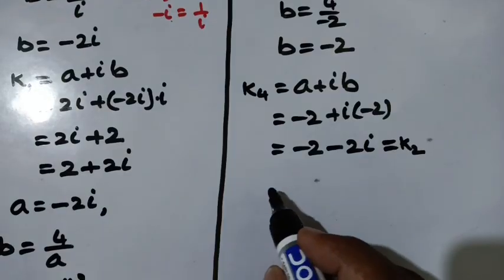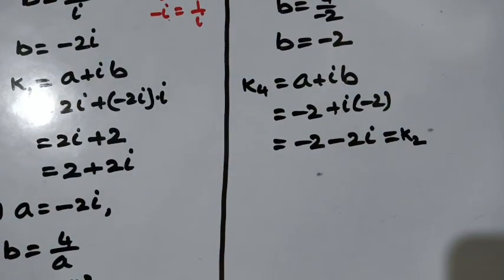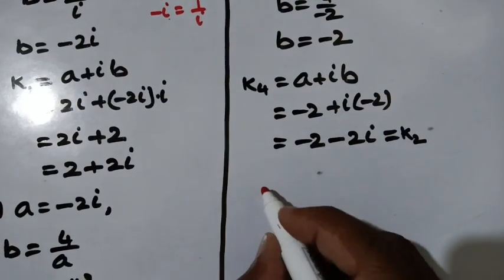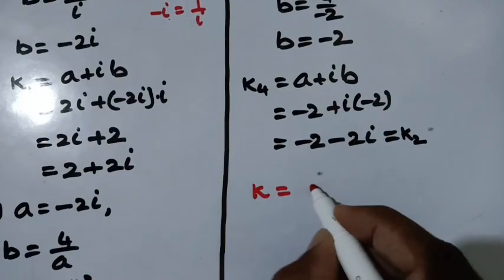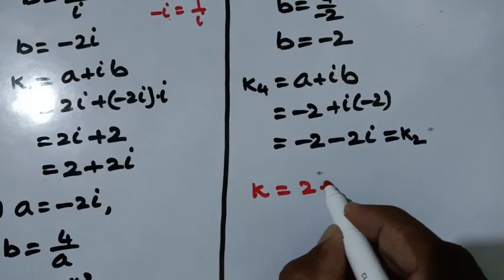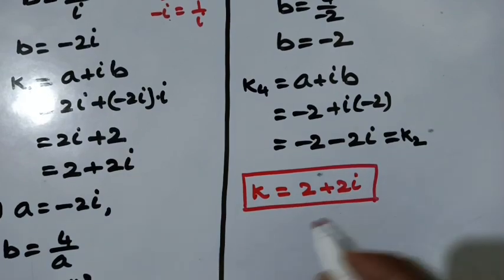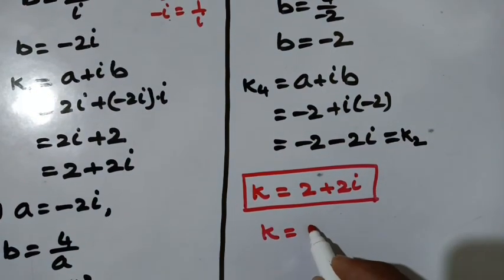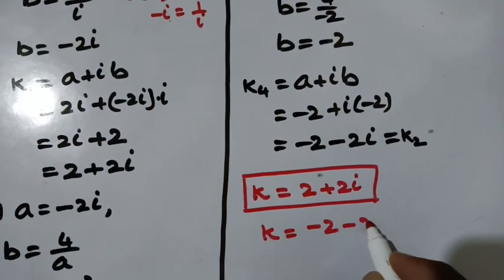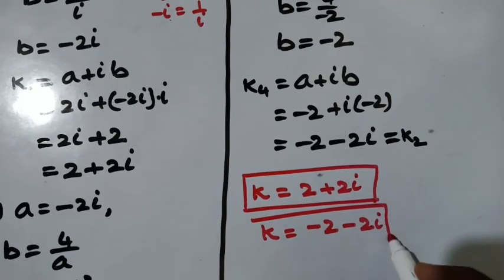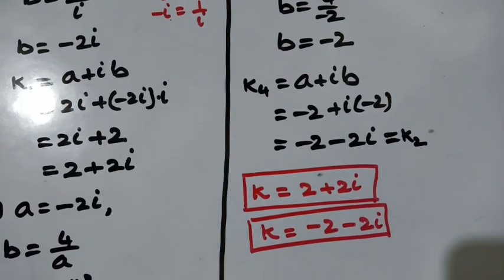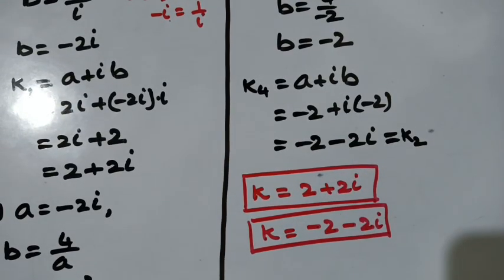So actually we have only two different values of k obtained. One value of k we obtained is 2 plus 2i, and another value of k we got here is k is equal to minus 2 minus 2i. So these are the only two different solutions we obtained.